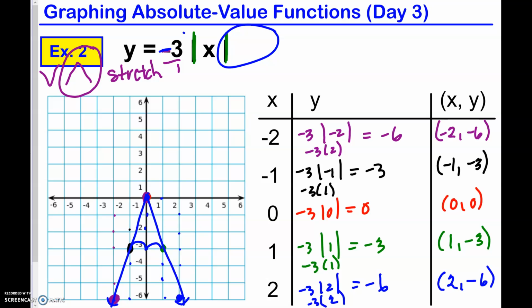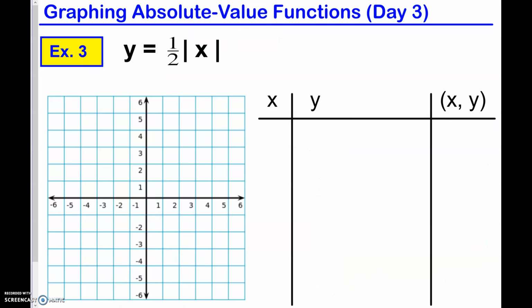All right, let's try this next one and see what happens. So here, we again have no numbers after x. That is telling me that this vertex is going to be right here at 0, 0, like that parent function. Now I have a fraction here in front, a number between 0 and 1. Okay, so between 0 and 1, a fraction, something less than 1.